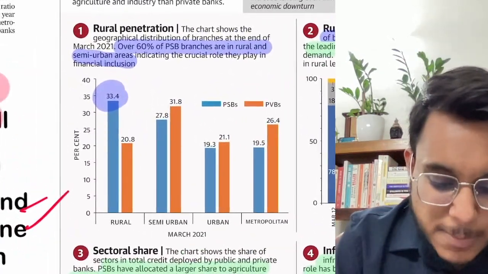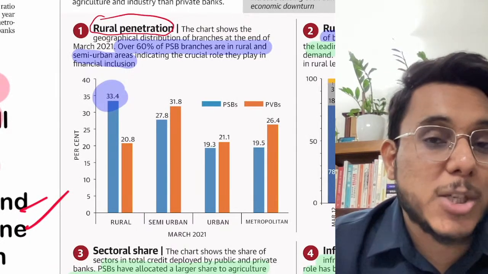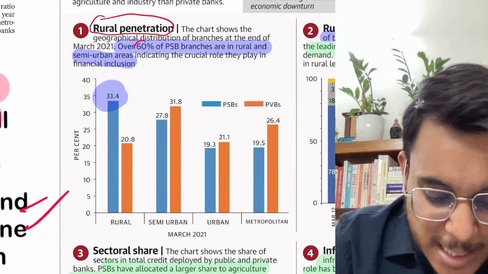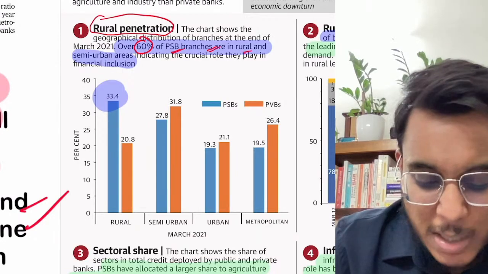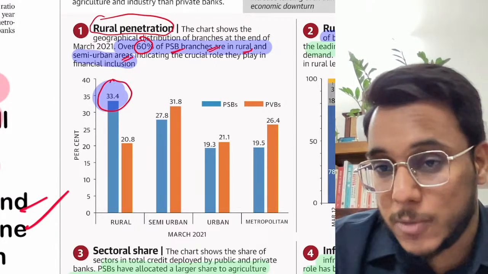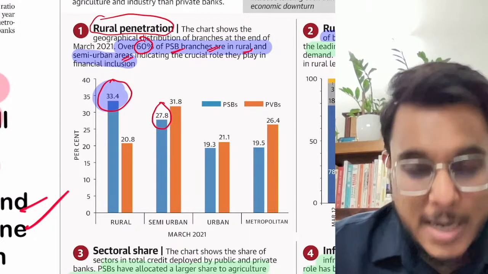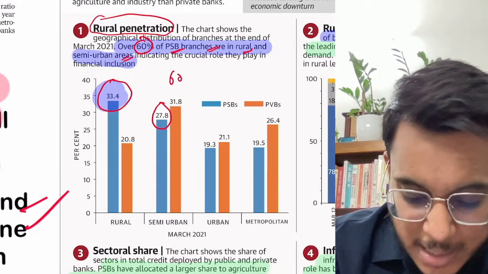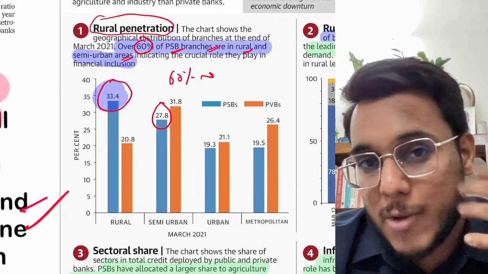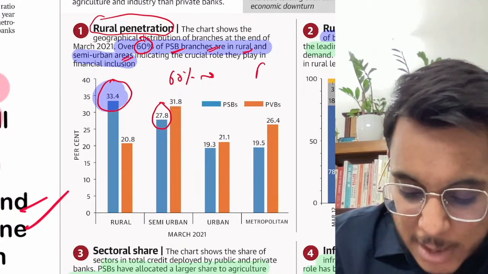The first data is with respect to rural penetration. The data shows that the rural penetration of public sector banks is higher. 60% of public sector bank branches are in rural and semi-urban areas: 33.4% of the branches are in rural areas, and 27.8% are in semi-urban areas. This is very important because it promotes financial inclusion.